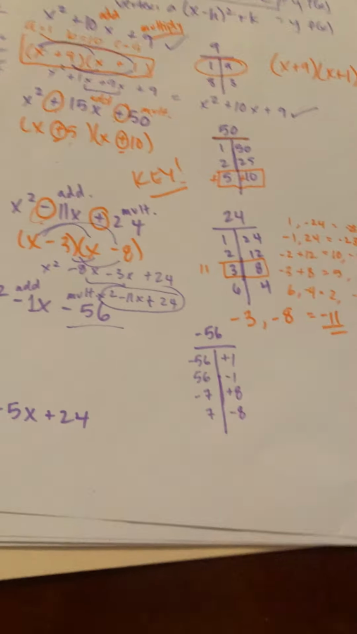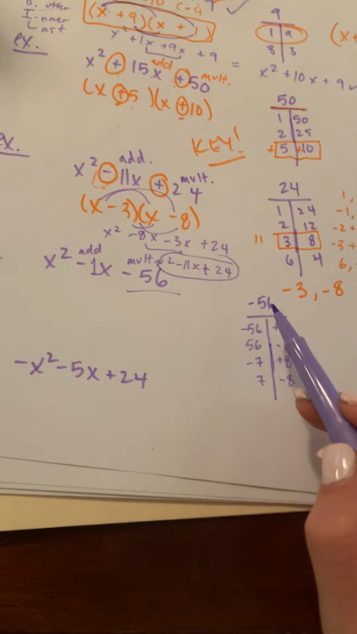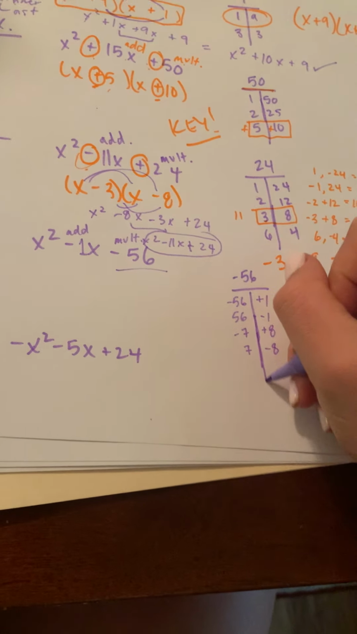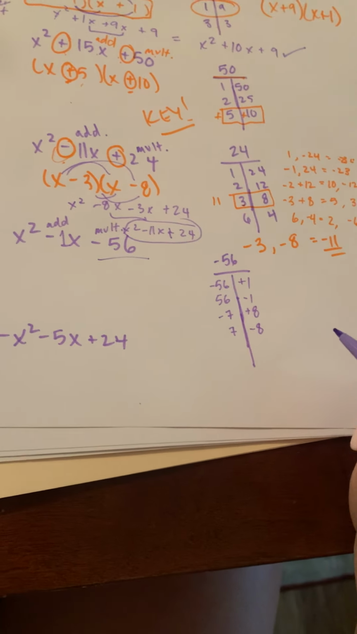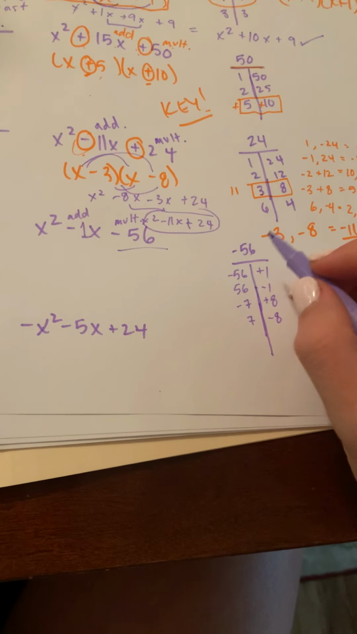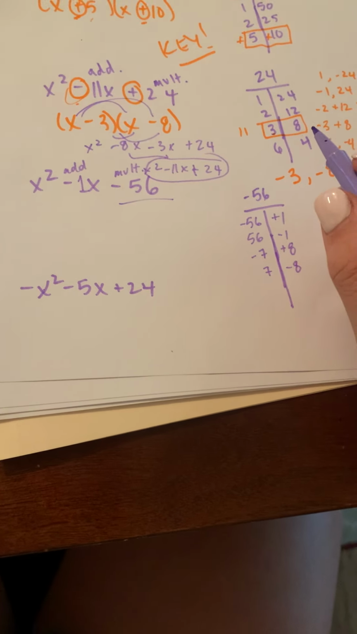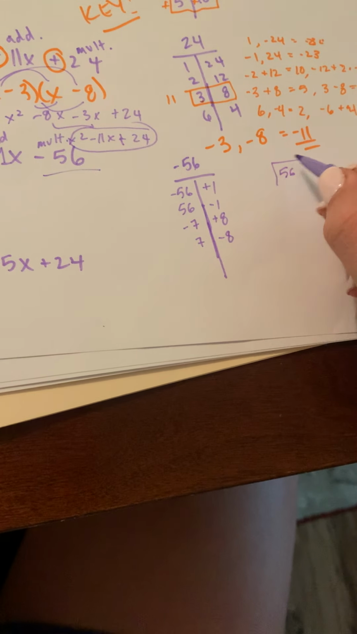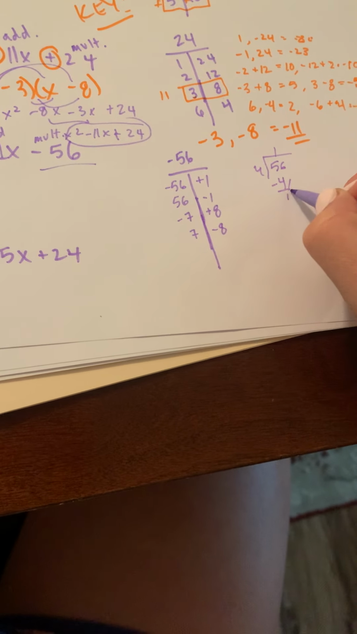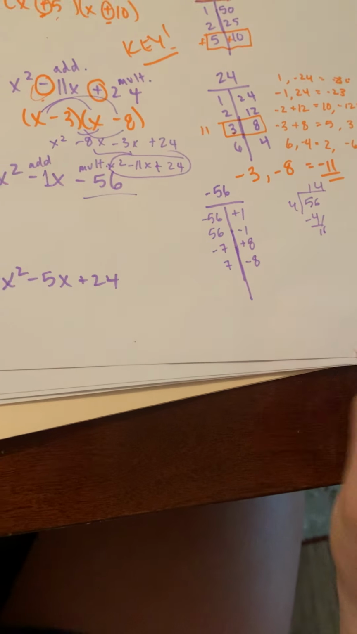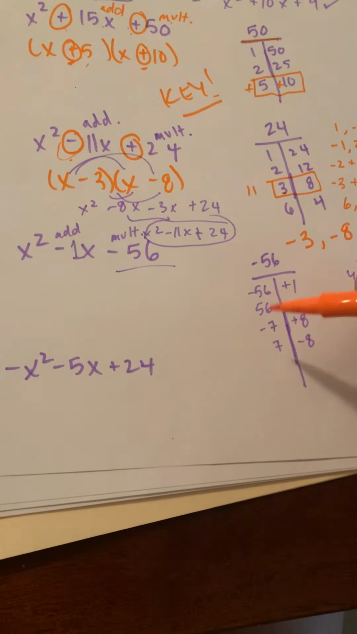There are some other ones you could try, like 2 and 28, or 4 and 14. Wait, 56 divided by 4 is 14. So 4 and 14. There are other factors, but look at this.